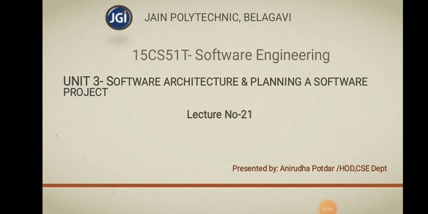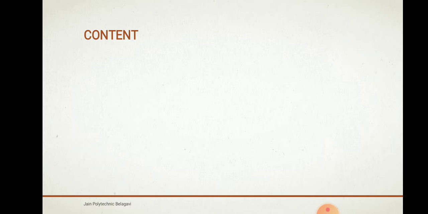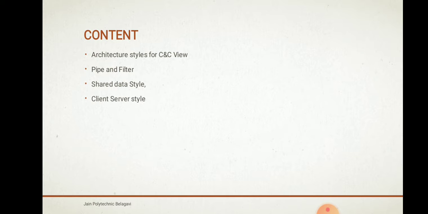So today I am going to discuss unit number 3, software architecture and planning a software project. Let us go through the contents that we are going to discuss in this video. We are going to discuss architectural styles for component and connector view: pipe and filter, shared data style, client server style.